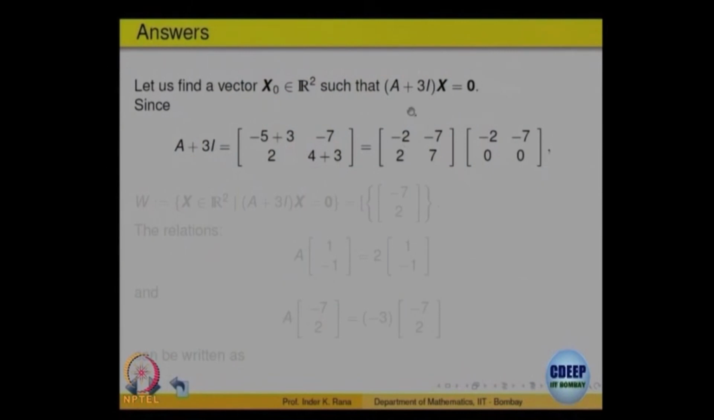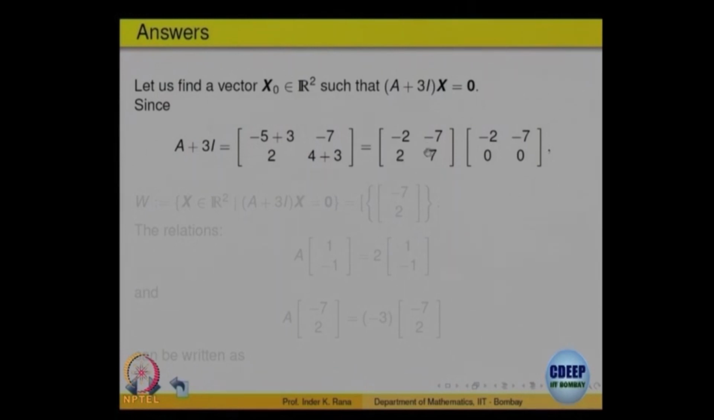So, let us come back. I am looking at the solution for lambda equal to minus 3, A minus 3I. Lambda is minus 3, so A plus 3I equal to 0. We are trying to solve this system. So, this is what it comes out. How do you solve the system? By reducing the matrix to row equivalent form.